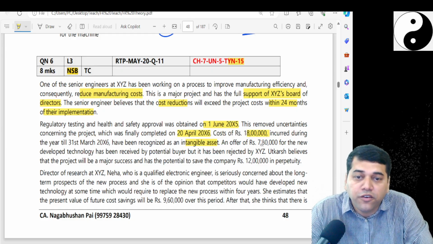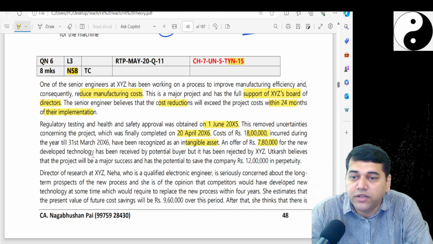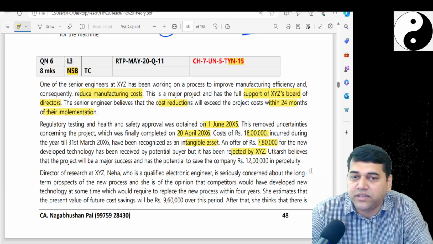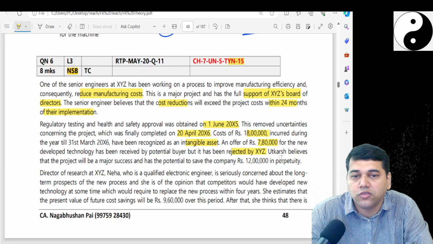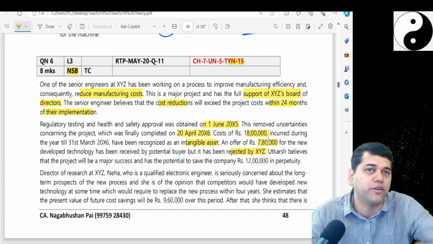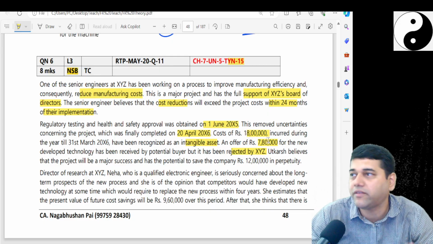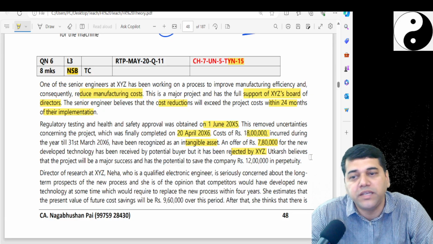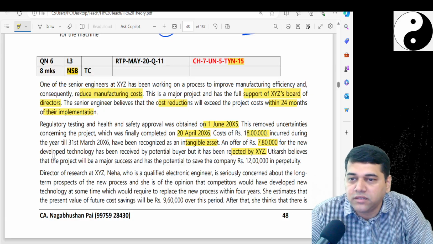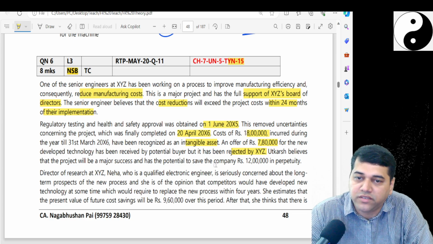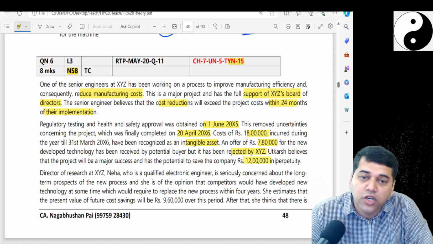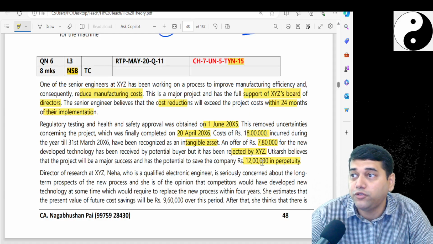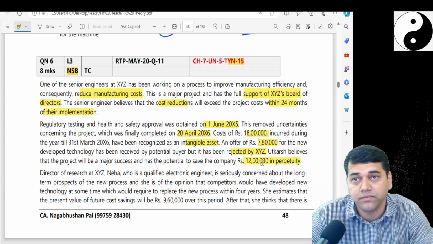Now, an offer of 7,80,000 rupees for the newly developed technology has been received from a potential buyer, but has been rejected by XYZ. So somebody said, give me this technology, I'll give you 7,80,000. But XYZ said no. Utkarsh, one project manager, believes the project will be a major success and has the potential to earn 12 lakh rupees in perpetuity. What is this 12 lakh rupees? Value in use, in perpetuity.